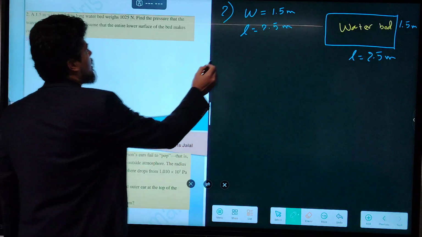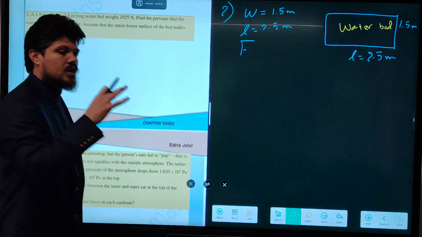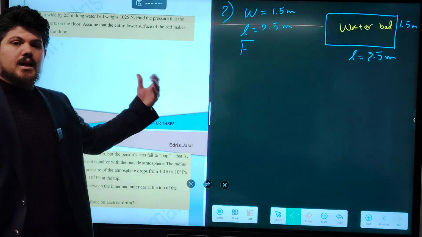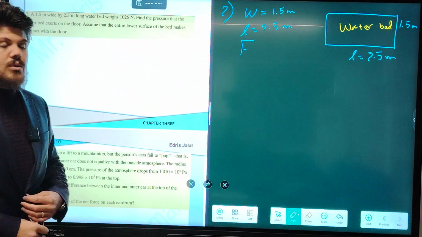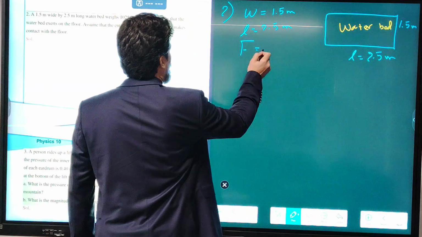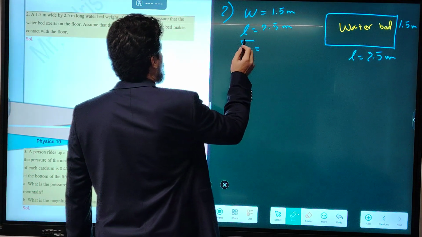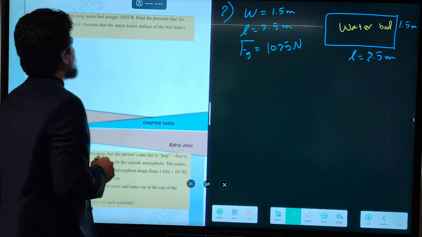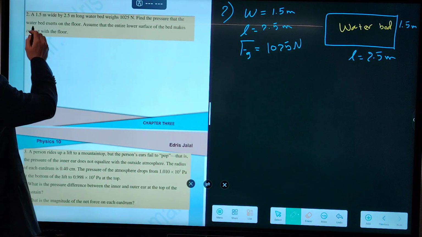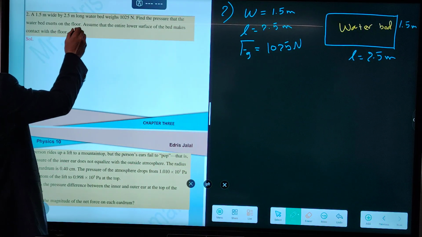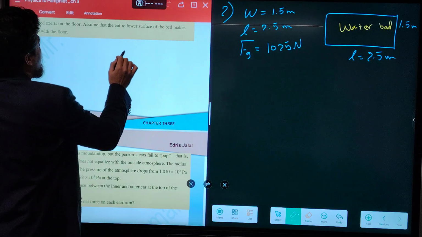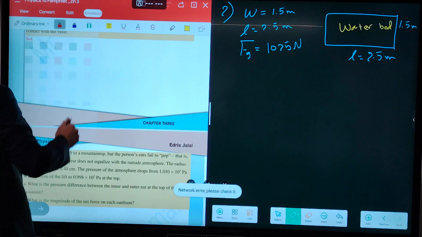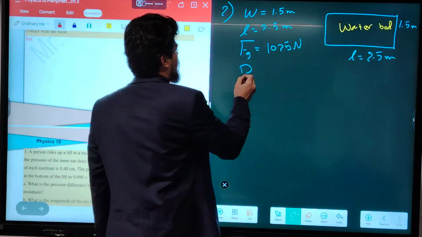So the weight of the waterbed means the force, the gravitational force affecting this waterbed, and it produces the amount of the pressure in this case. The amount of the force or the weight, Fg, is 1025 Newton. Find the pressure that the waterbed exerts on the floor. Assume that the entire lower surface of the bed makes contact with the floor. So what is unknown? Pressure is unknown.